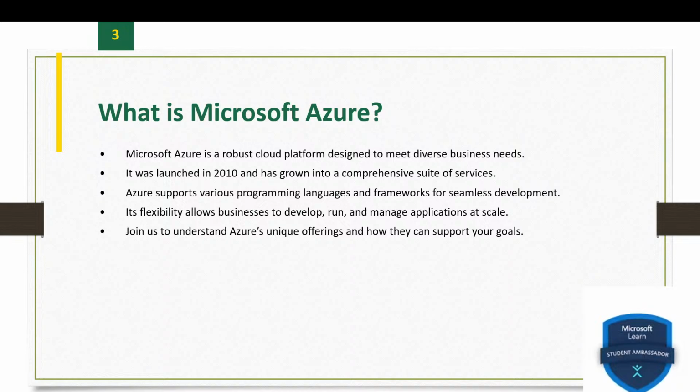First one, compute power. Azure provides scalable computing resources like virtual machines, containers, and serverless computing. This allows users to run applications and services with the flexibility to scale up or down based on demand. Second one is storage solutions. Azure offers a variety of storage options, including blob storage for unstructured data, file storage for file shares, and disk storage for virtual machines. These storage solutions are secure, scalable, and globally accessible.